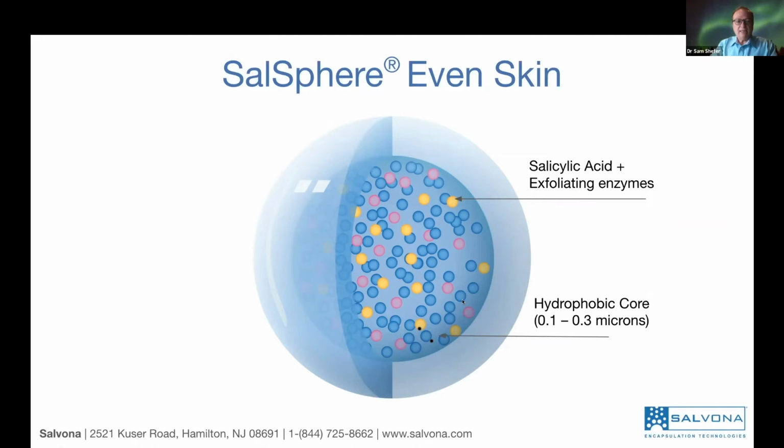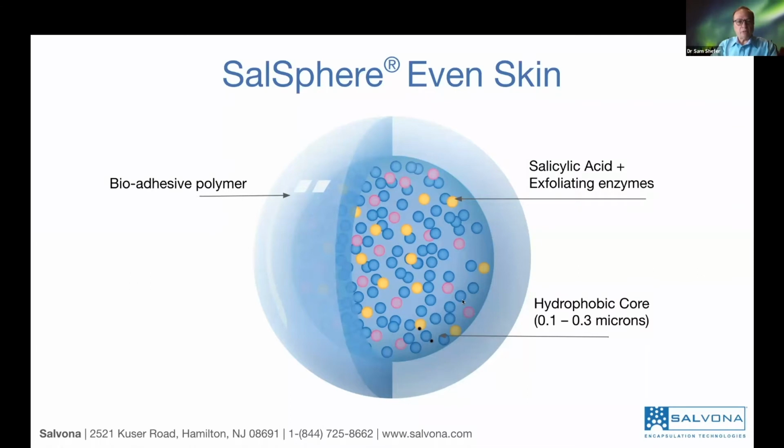And then they can dissolve in the skin and slowly release the active ingredients that have been encapsulated within the lipid phase, the core. There is a core and there is a shell. The particles are about 0.1 to 0.3 micron in diameter, so you definitely cannot see them with the naked eye. The salicylic acid plus exfoliating enzymes are encapsulated in the core, and then we have the bioadhesive polymer that functions as the shell.